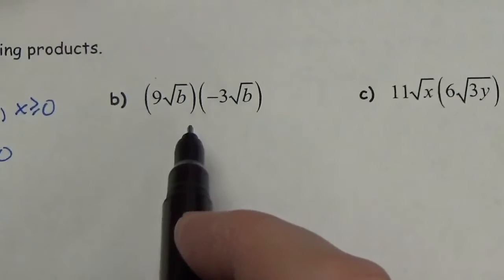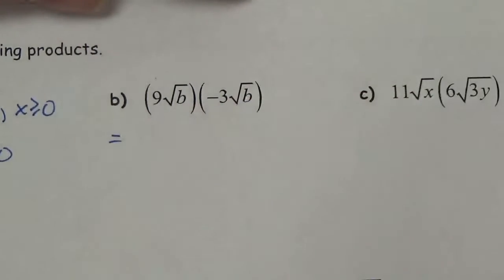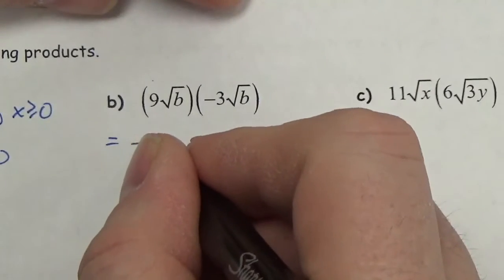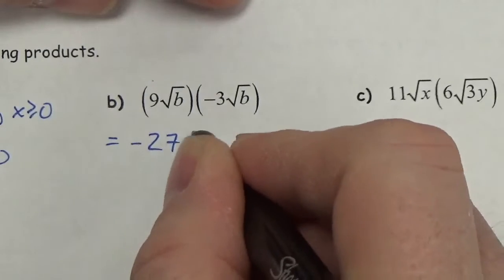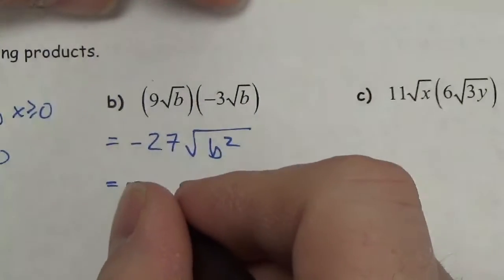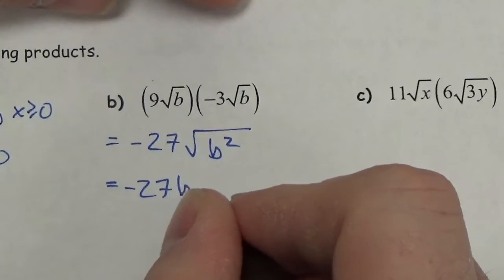Now, this one right here, again, same thing. Actually, it's almost identical in terms of the question. 9 times negative 3, those are the coefficients, will be negative 27. And then this will be the square root of b squared. And then, again, when I take the square root, I'm going to be left with b.